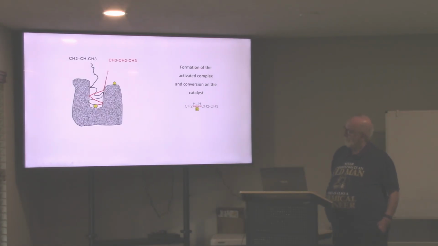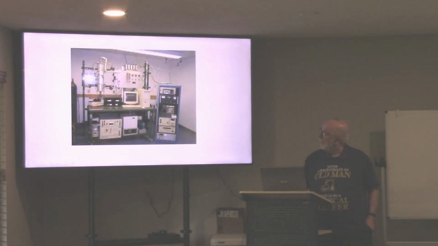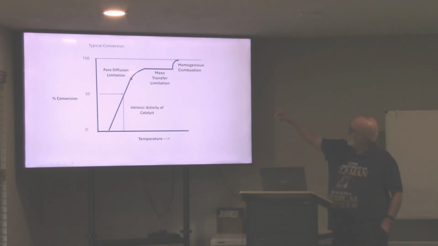all this rattling around occurs, and that limits the rate. So it starts to curve off there because the molecules now have to go deep into these little channels to get to the platinum. And then eventually it'll get to mass transfer. What that says is they're blowing through there so fast they don't even get a chance to hit the catalyst. And then eventually it will go into homogeneous combustion, but the temperature will be very high.